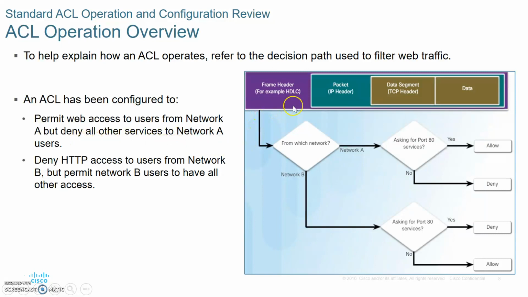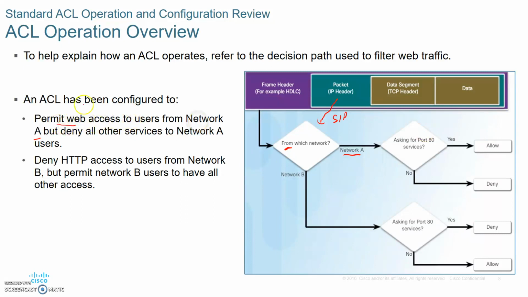Okay, let's look at this packet. Let's say this packet enters the router. The router will first check which network it is from. Where does it look for this information? You look at the IP header. And where in the IP header? Because it's checking which network it is from, it looks at the source IP address. If the source IP address indicates that it's from network A, then we will permit web access.